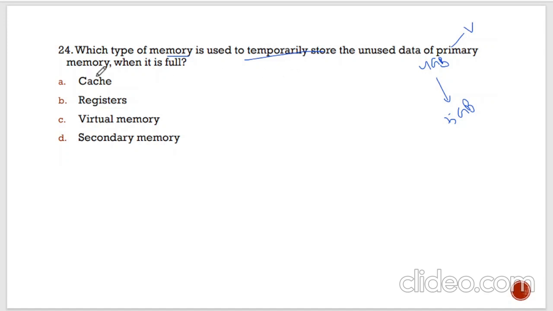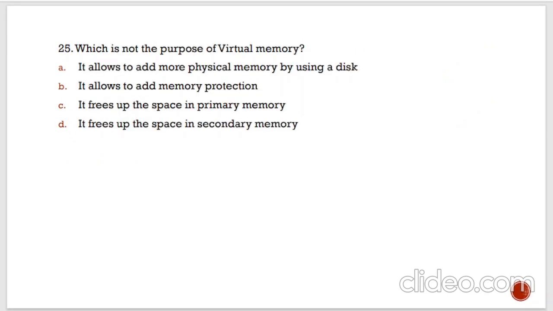Now let us see the options: cache, registers, virtual memory, secondary memory. So which type of memory? See, whenever the primary memory is accessing data, any data which is not being used by primary memory for now will be stored into virtual memory. That data will be stored into virtual memory when the primary memory is full. Okay, so that is the option.